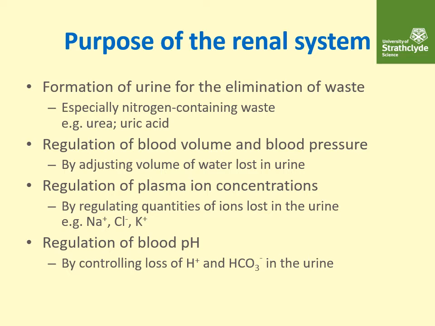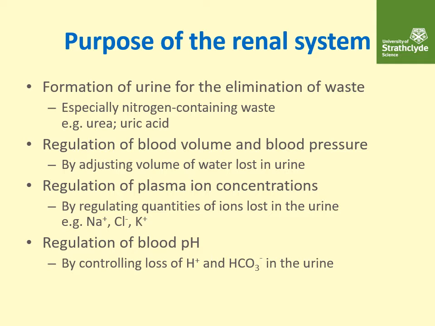So what's the purpose of the renal system? It's to generate urine for the elimination of waste, especially those nitrogen-containing wastes, which are urea and uric acid. Also to regulate blood volume and blood pressure. It does this through adjusting the amount of water that is lost in urine. So urine can have more salt or less salt based on the volume of water within the urine.